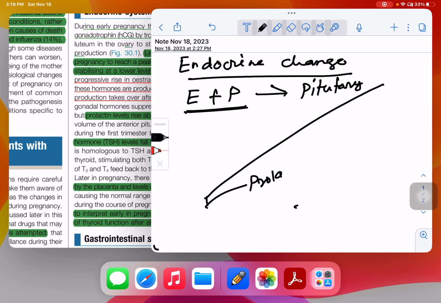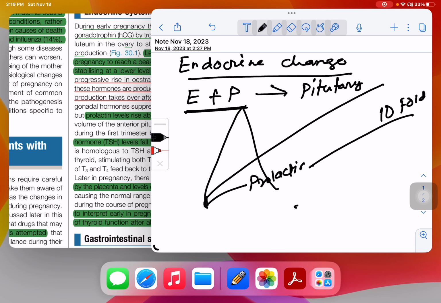Prolactin goes up about tenfold. There is an increase of beta HCG in the early first trimester. It peaks around 8 weeks, when the beta HCG level is the highest. Then before 20 weeks, it falls to a minimal level. This is beta HCG.